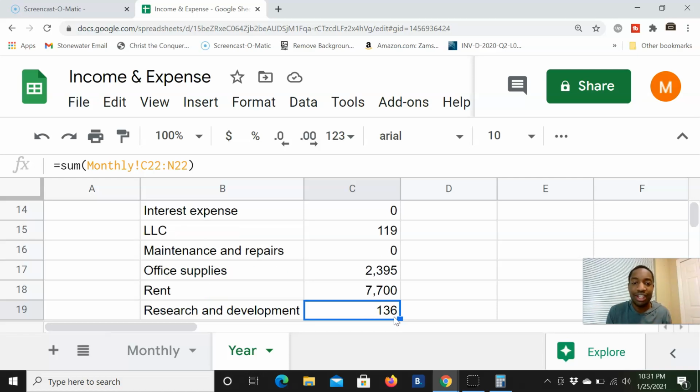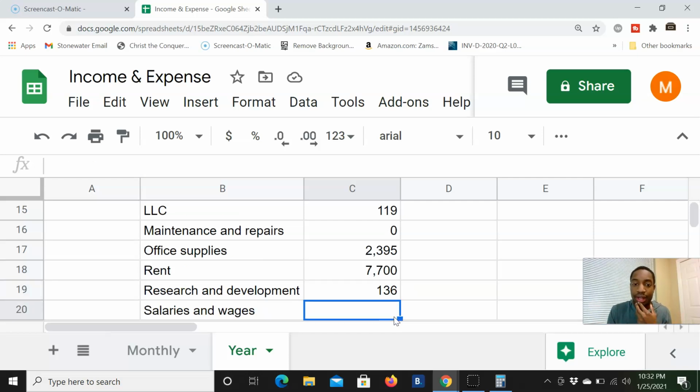I have research and development. I need to look up exactly what I did that for, but I think it was probably trying a new service or different things like that. So as you can see, your expenses start to add up. And I'm putting even my home expenses as part of it.